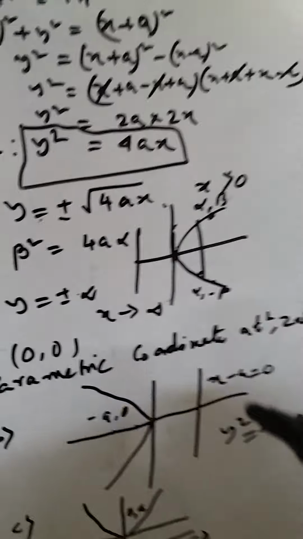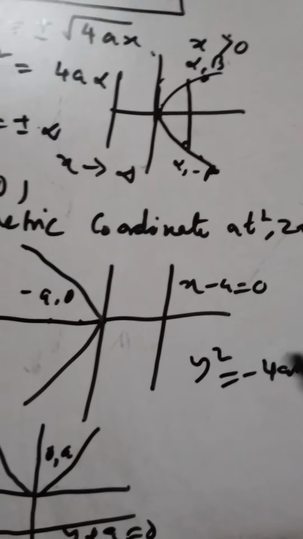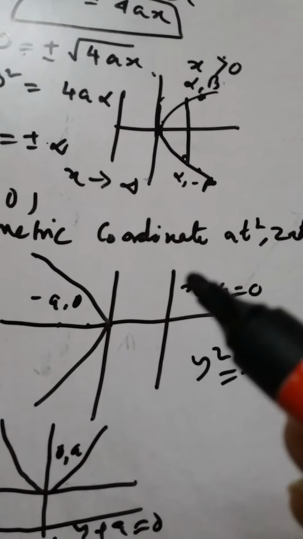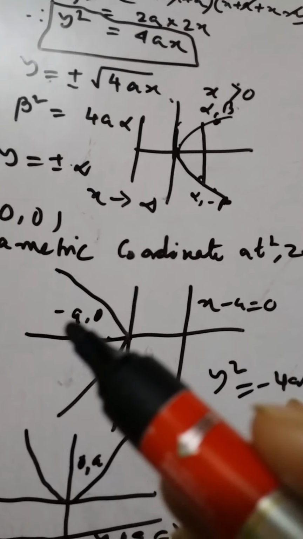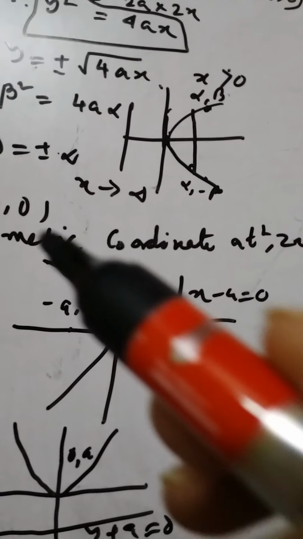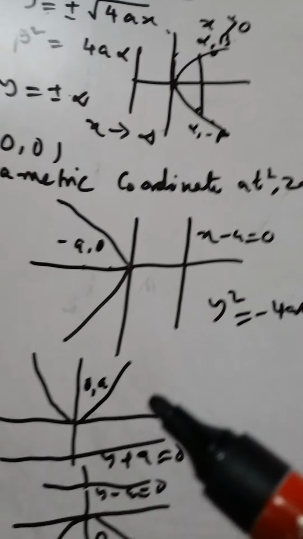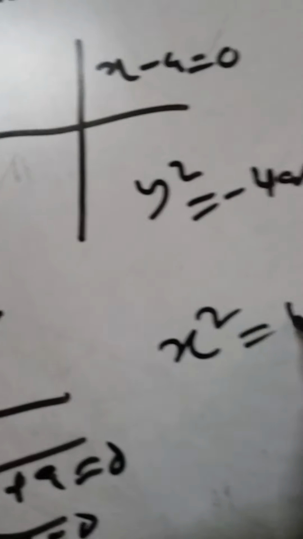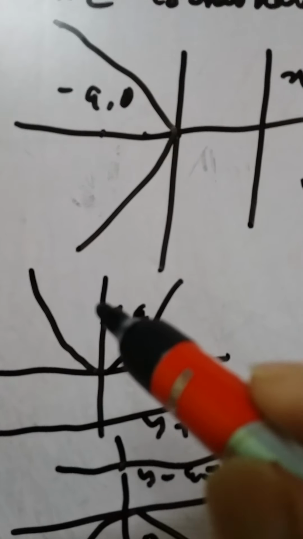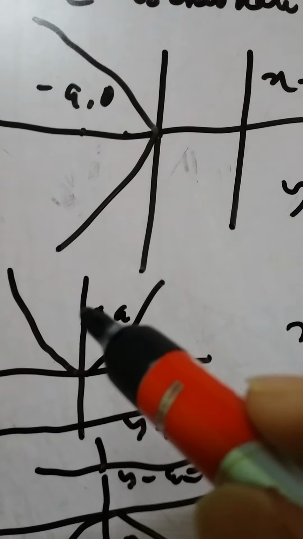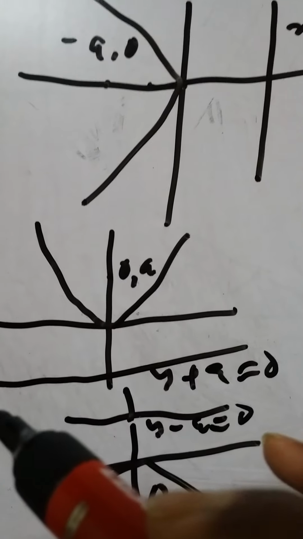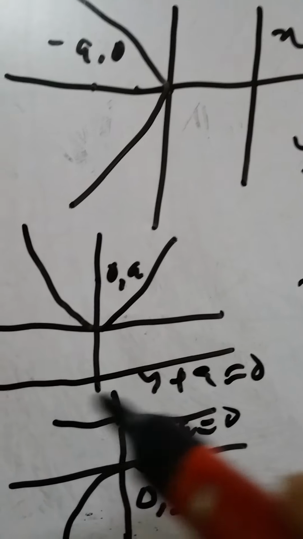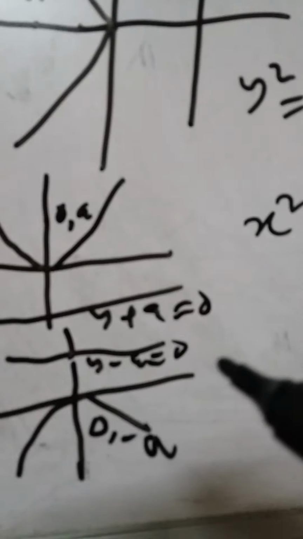Now the equation y square equal to minus 4ax, then that is directrix x minus a equal to 0, and the focus minus a 0, and the curve is this type. And if x square equal to 4ay, then the curve is this type. The coordinate of focus 0a, and the equation of directrix y plus a equal to 0.